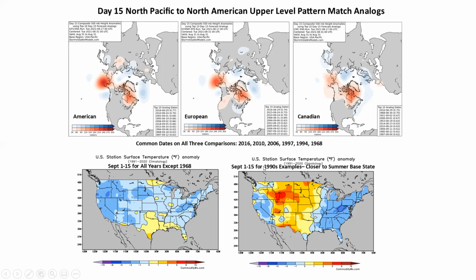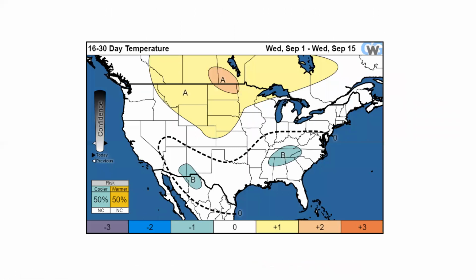The one interesting thing I found there was that the two cases in the 90s, 94 and 97, actually had a little closer to the summer base state that I showed earlier, with heat in the northern Rockies and northern plains, and then kind of softer east and south, although it just wasn't as hot in the west as what we've been getting this year. So it was kind of interesting to me that these snapshots, and it's always dangerous to use snapshots, from day 15 were giving me a cooler lean for early September for the first half.